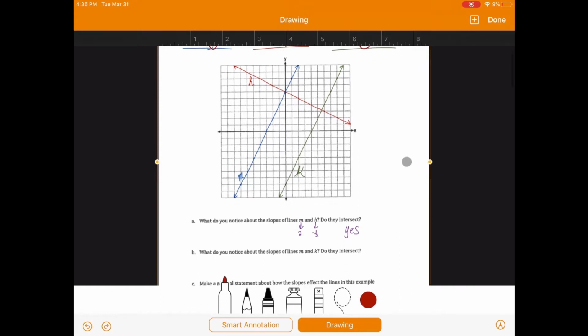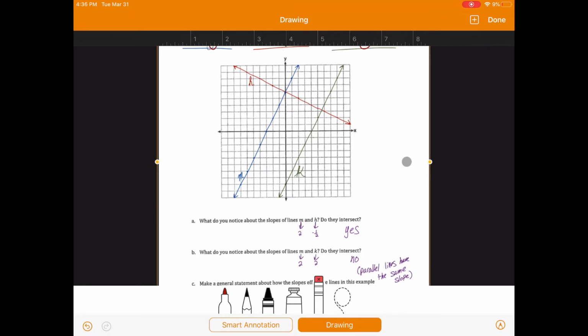But if you look at M and K, which is the blue and green lines, they both have the same slope. They both have 2. And they do not intersect. That's because they're parallel. And parallel lines are always going to have the same slope.